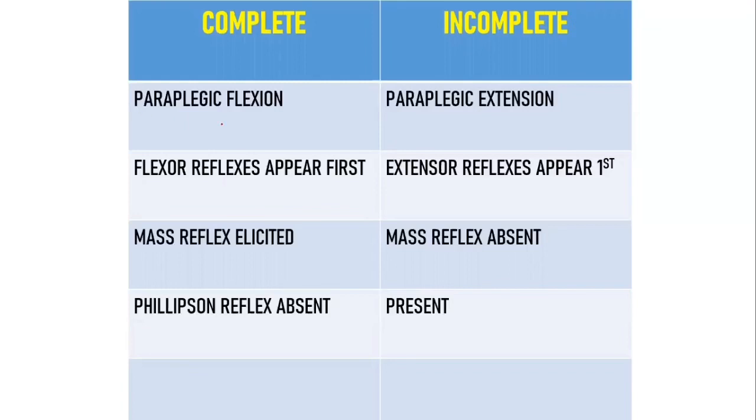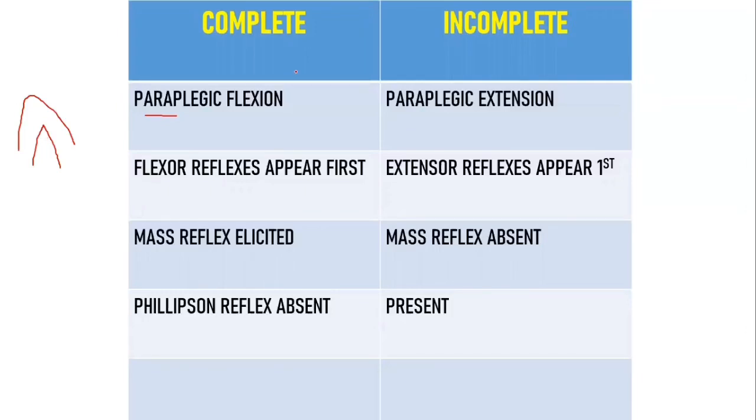So there's going to be paraplegic flexion, which means paraplegia, as I told you, the lower limbs are going to be affected. So this component, paraplegia, is fine. Flexion: these lower limbs' function is going to be stopped, but the limbs are going to be in a flexed position. Okay, so the limbs are going to be in a flexed position, that is called paraplegic flexion.